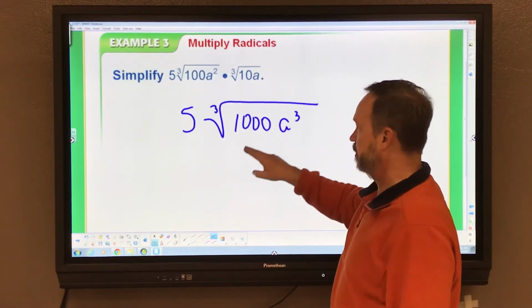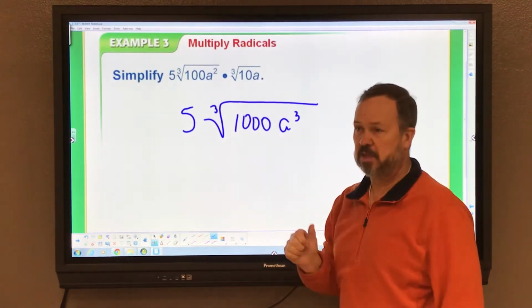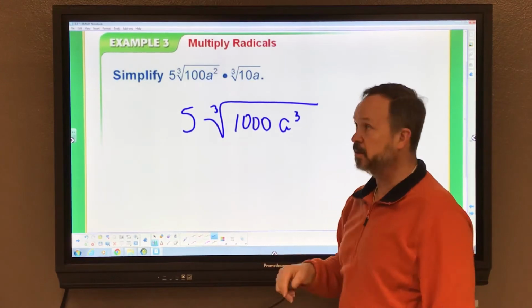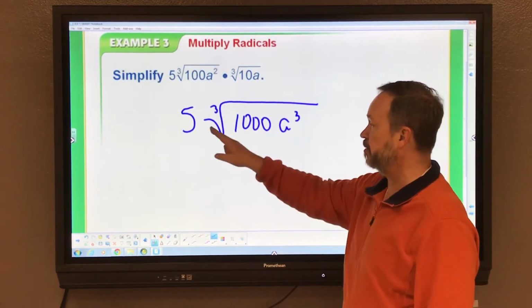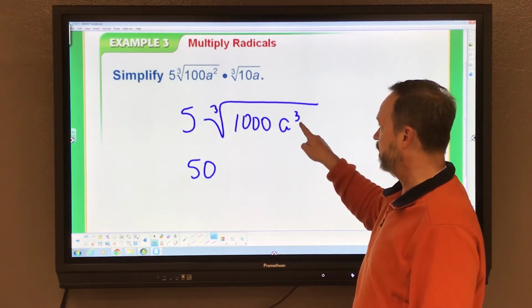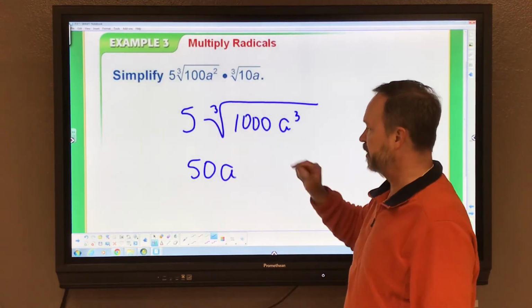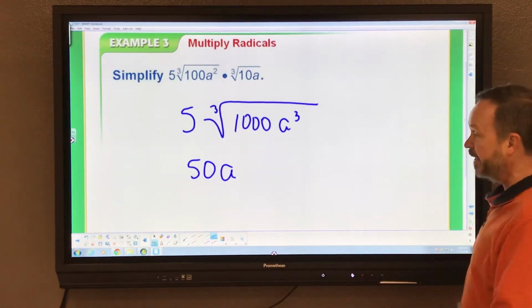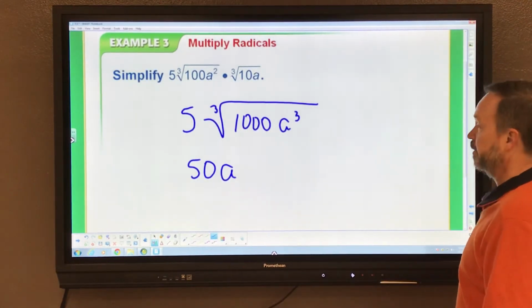Now that's great. You know why? Because the cube root of 1,000 is 10. 10 times 10 times 10 is 1,000. So the cube root of 1,000 is 10, makes that 50. And the cube root of a cubed, remember the exponent divided by the index, would be a to the first. And that's the answer. That cleaned up nice. They don't always, but that did. Cleaned up really nice.